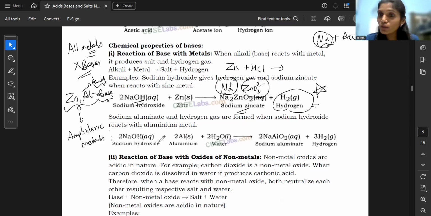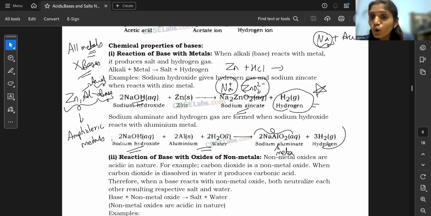I also told you aluminum is an amphoteric metal. Reacting with acids is common, but aluminum can also react with base, and with a little amount of water, sodium aluminate is formed, or sometimes it is written as sodium meta-aluminate. Both are the same, and you also see the release of hydrogen gas here. Clear with this? This is your sodium aluminate. The ions here are Na+, the sodium ion, and AlO2-, the aluminate ion. Together they form sodium aluminate.